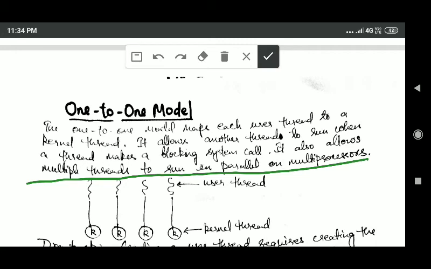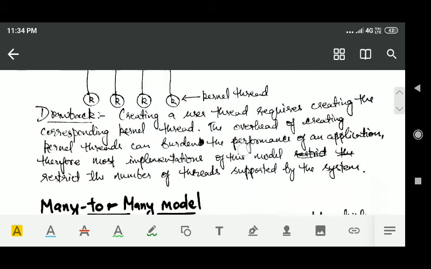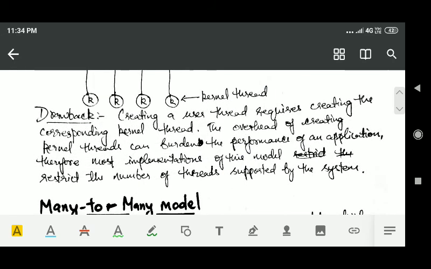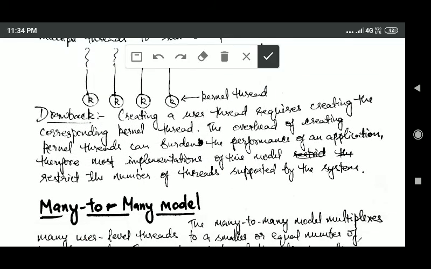The one-to-one model has a drawback. Now what is the drawback of the one-to-one model? In the one-to-one model, creating a user thread requires creating the corresponding kernel thread, and the overhead of creating a kernel thread can burden the performance of an application. Therefore, most implementations of this model restrict the number of threads supported by the system.